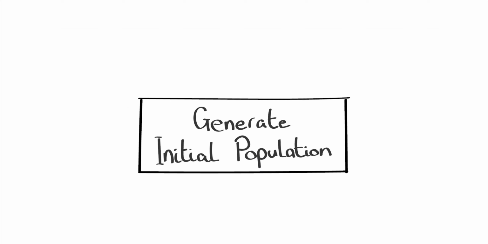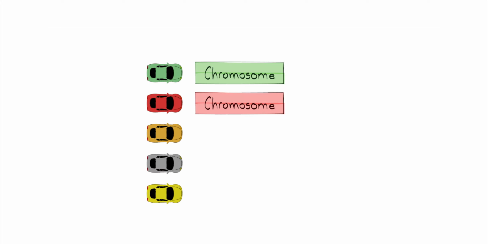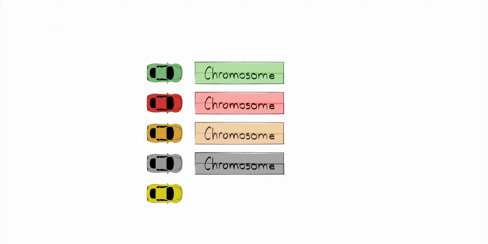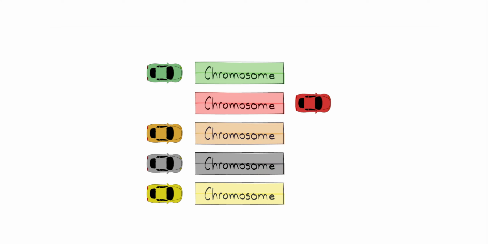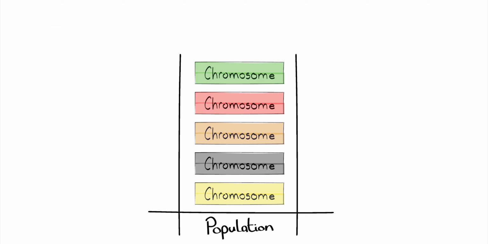Okay, now we know what a chromosome is, let's generate our initial population. For this video, we're going to be using a driving game as our example. We'll have multiple cars, all with different setups, and each will be represented by their own chromosome. Each is being colour coded to help us keep track of them. So in the first instance, the genes in these chromosomes will be randomly set, and this collection is what makes up our initial population.